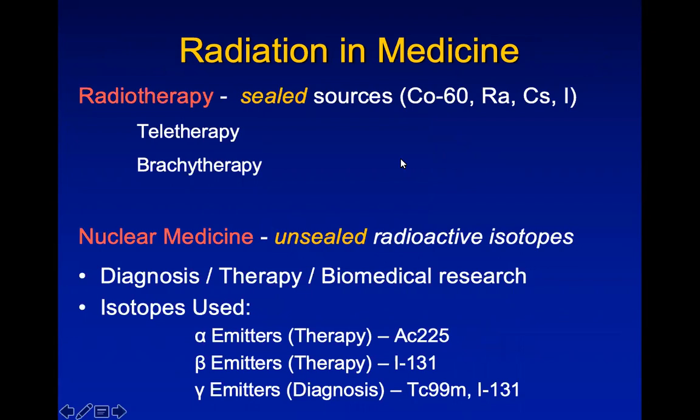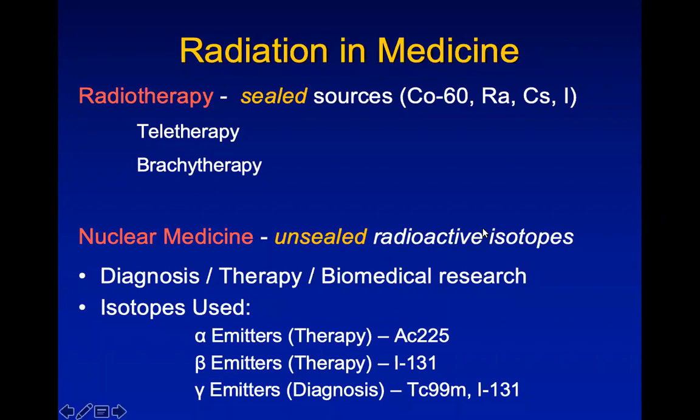Okay. So what is the difference between radiotherapy and nuclear medicine? Sometimes anything connected with radiation is connected to radiotherapy or radiodiagnosis. So here are some essential differences, just an outline. Radiotherapy uses sealed sources like cobalt-60 or radium, cesium for teletherapy and brachytherapy. In nuclear medicine, we use unsealed sources. The sealed sources come sealed in a shielding material. In nuclear medicine, the unsealed isotopes come in solid, liquid, or gaseous form. They are administered to the patient, which means you're putting the radioactive isotope inside the patient's body for diagnosis or therapy or for research. We use different types of isotopes: alpha emitters, beta emitters, and gamma emitters.